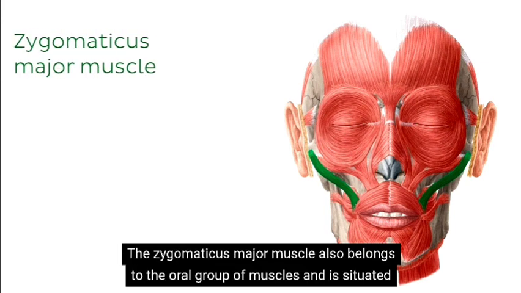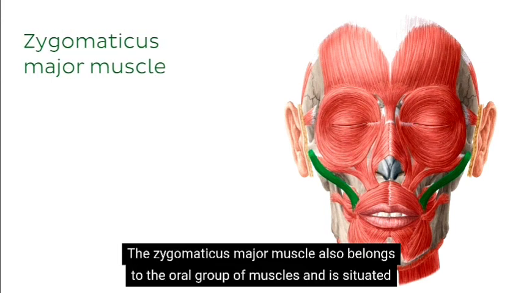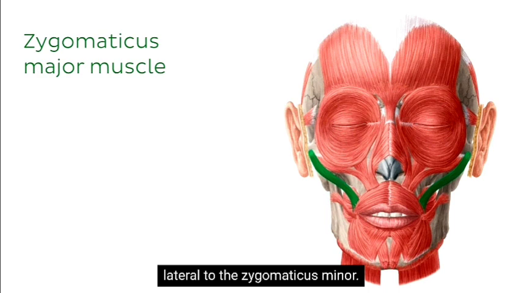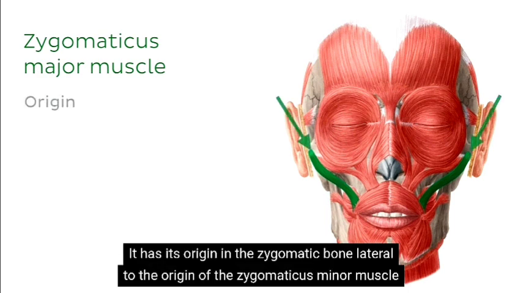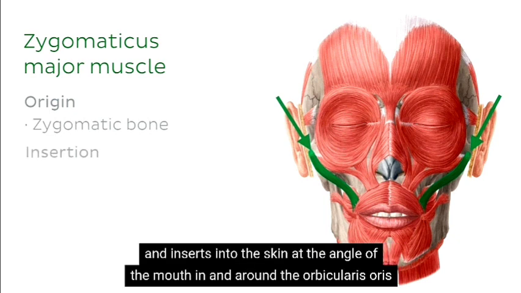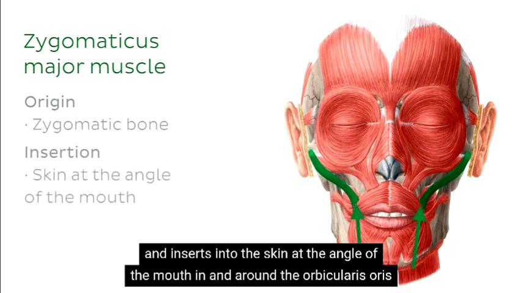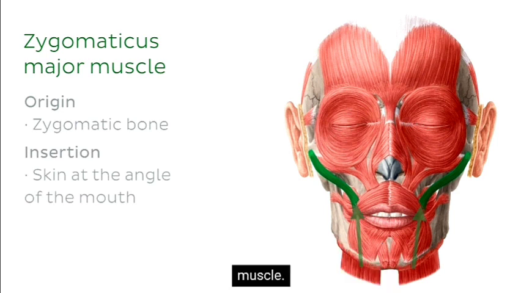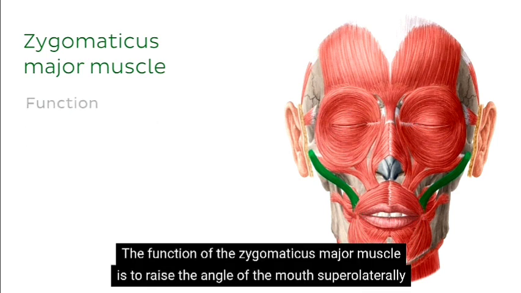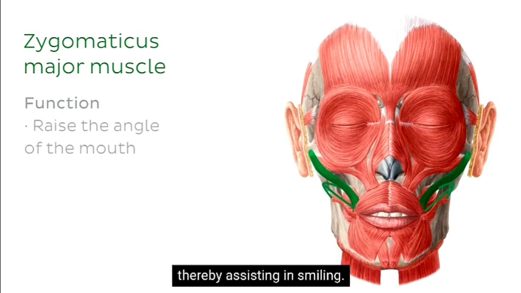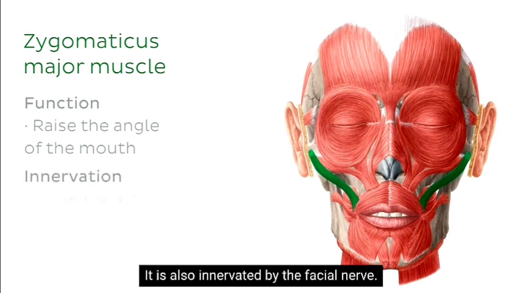The zygomaticus major muscle also belongs to the oral group of muscles and is situated lateral to the zygomaticus minor. It has its origin in the zygomatic bone, lateral to the origin of the zygomaticus minor muscle, and inserts into the skin at the angle of the mouth, in and around the orbicularis oris muscle. The function of the zygomaticus major muscle is to raise the angle of the mouth superolaterally, thereby assisting in smiling. It is also innervated by the facial nerve.